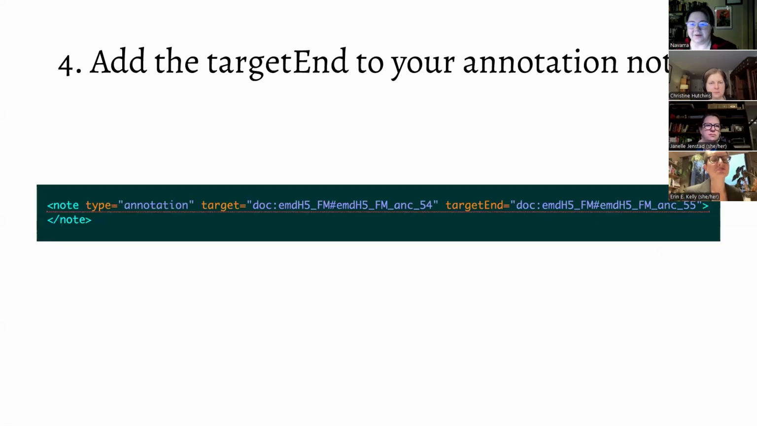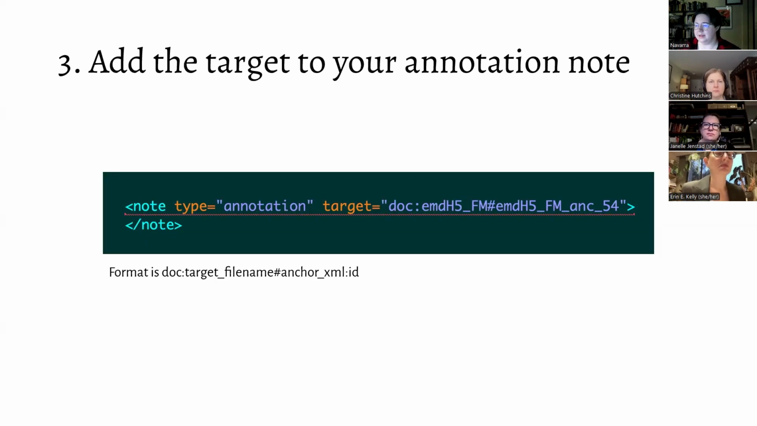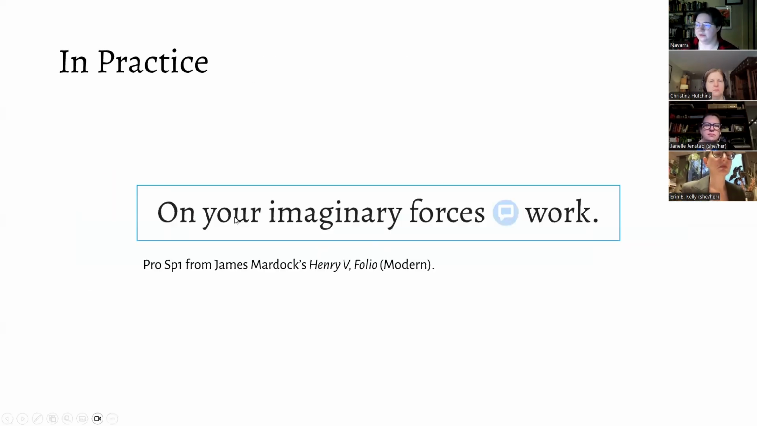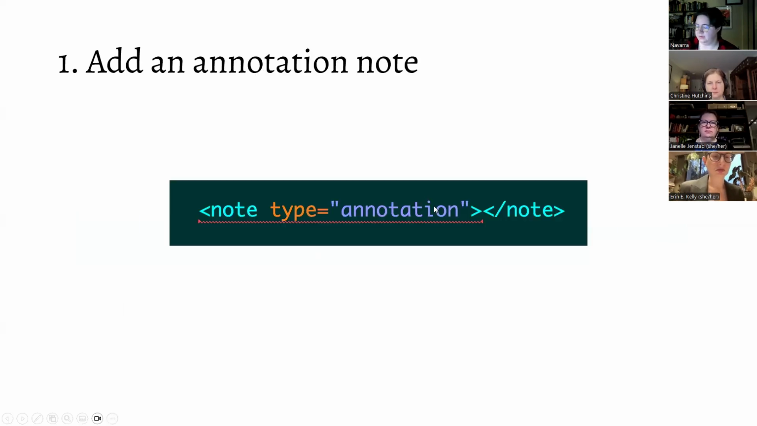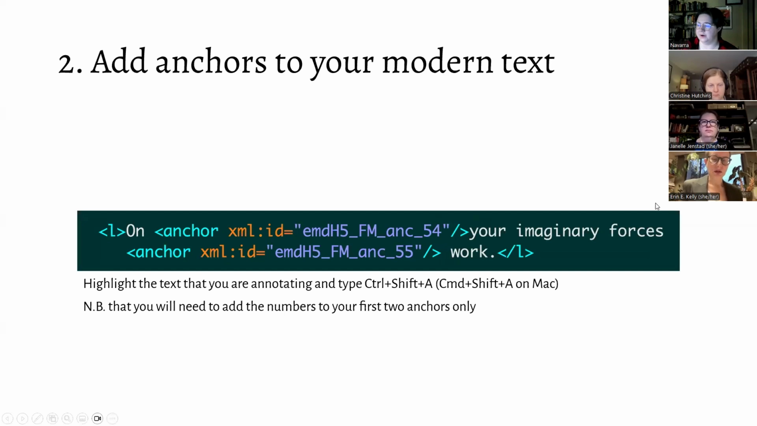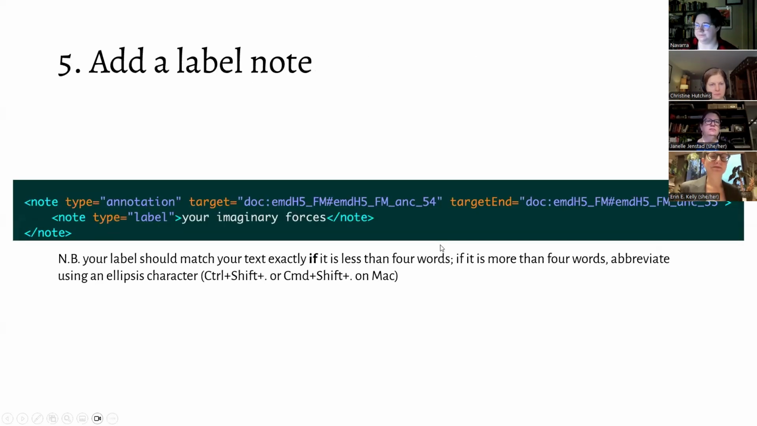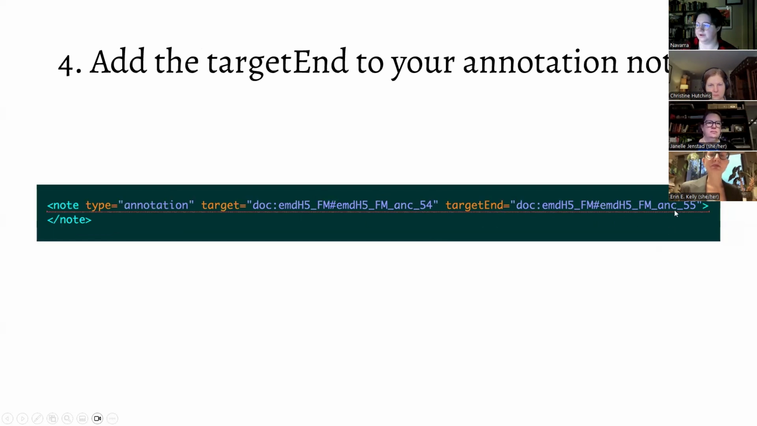Target end, it's very similar. This is the end of the string. So again, we've said we want to annotate "your imaginary forces." So we put our first anchor in front of "your," our second anchor after "forces." And so here's the target end. Same format: doc colon file name, hash character, anchor XML ID.